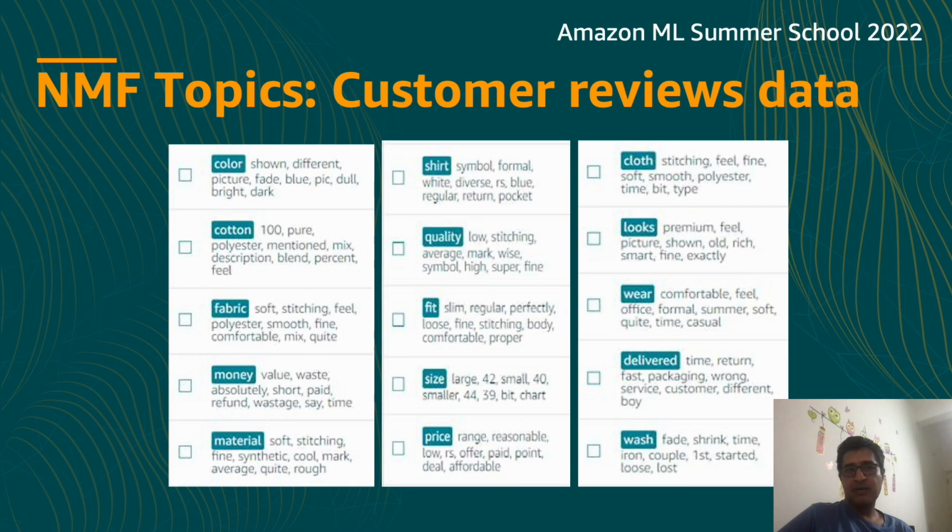Similarly, there are topics on cloth. How does the stitching of the cloth feel? Is it smooth? Is it polyester? And so on and so forth, right? And within these topics themselves, you can try and figure out what are the weights for these individual terms within the topics, right? So that gives you an idea of how you could use non-negative matrix factorization to realize what your customers are talking about in reviews, right?